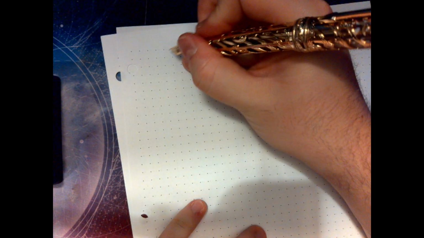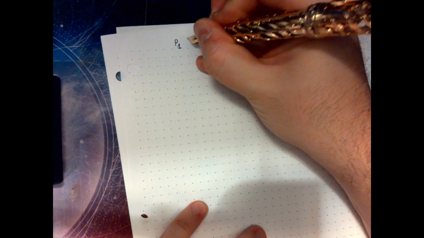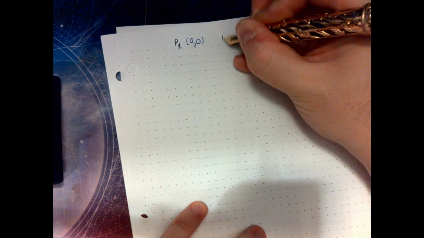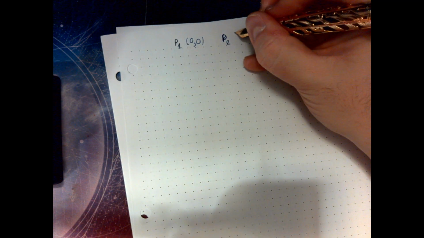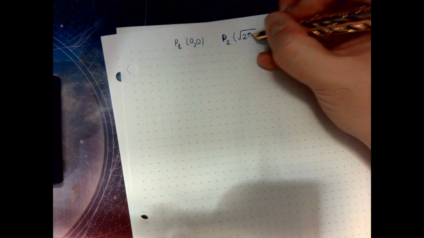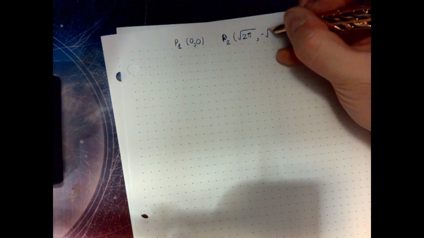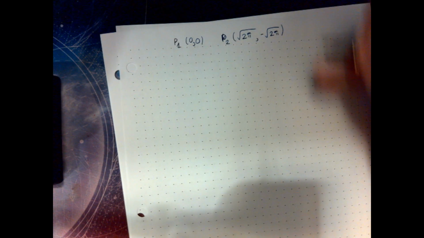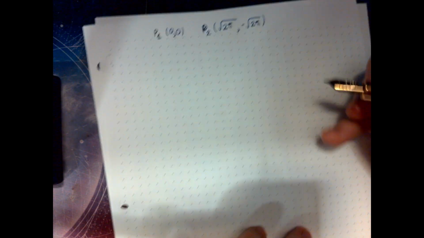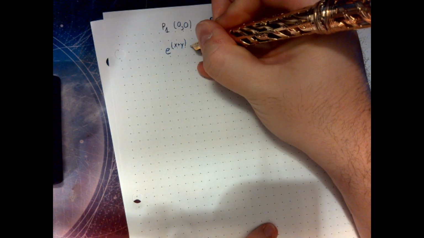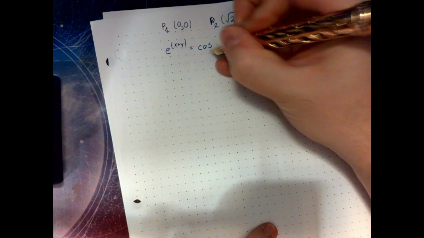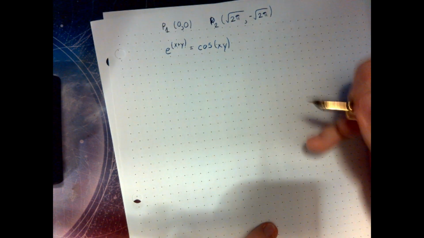So reading through it, it says, show that the points P1 (0, 0) and P2 (root 2 pi, negative root 2 pi) are on the curve e to the power of x plus y equals the cosine of xy, and they have a common tangent.